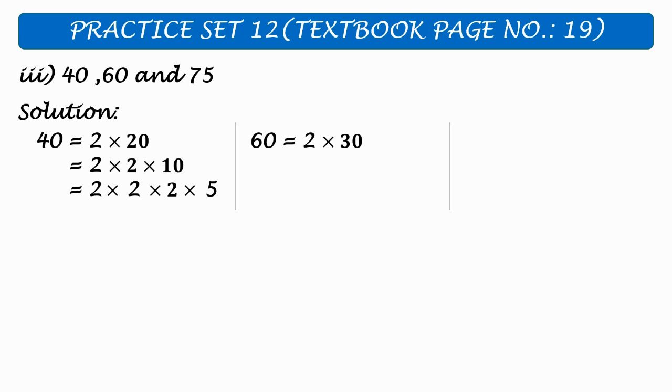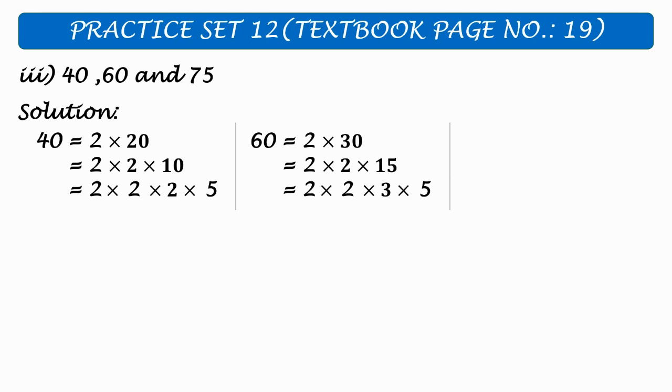So we have to factorize 30. So we are getting 2 multiplied by 2 multiplied by 15. Now again 15 we have to factorize. So we get the prime factors in the product form for 60 as 2 multiplied by 2 multiplied by 3 multiplied by 5. Now the last number, that is 75.